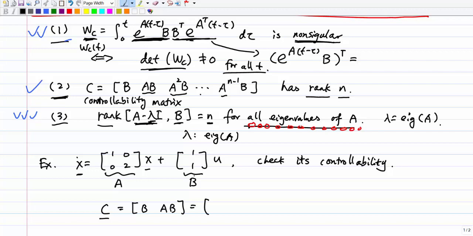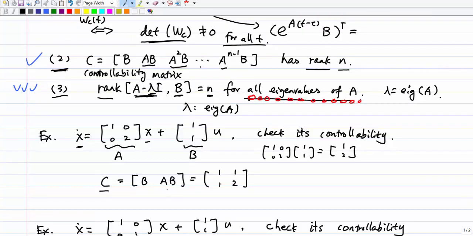B is just the column over here, 1, 1, and then you compute A times B. What is A times B? Let's compute it. A is [1 0; 0 2] times B, which is [1; 1]. The product will be 1 times 1 plus 0 times 1, which is 1, and 0 times 1 plus 2 times 1, which is 2. So this is [1; 2]. Don't switch the order. You cannot switch the order. It's AB, A squared B.